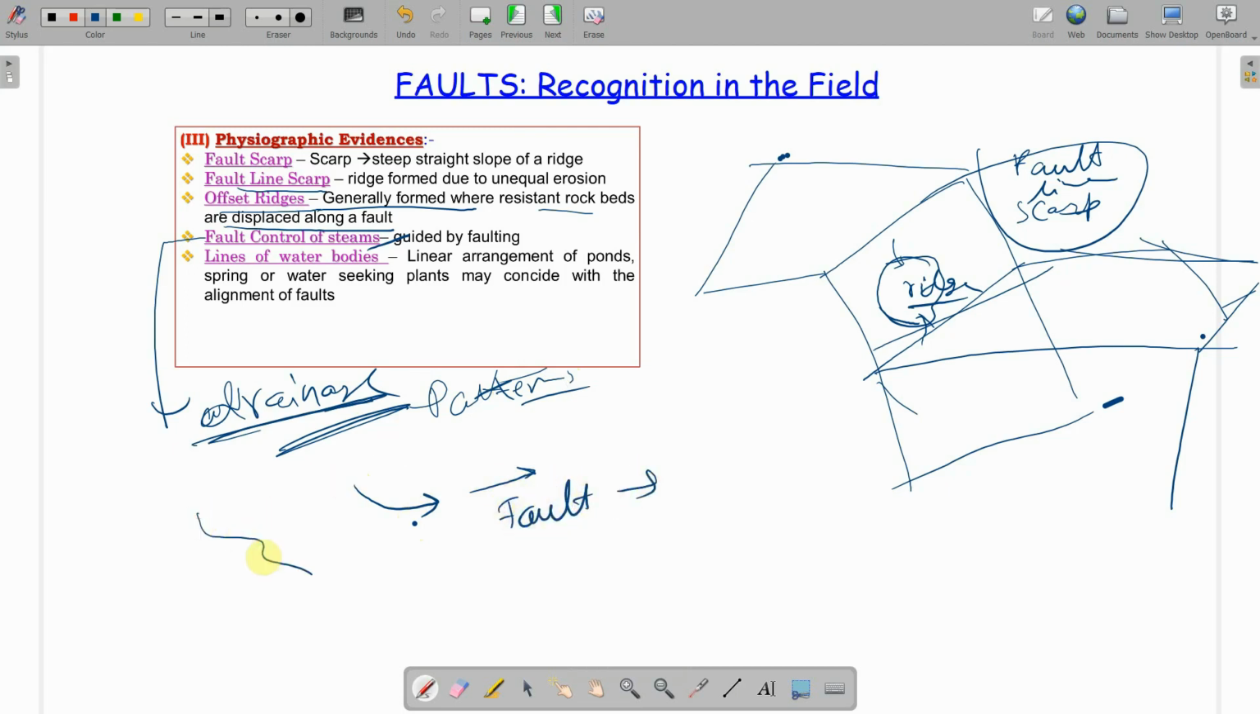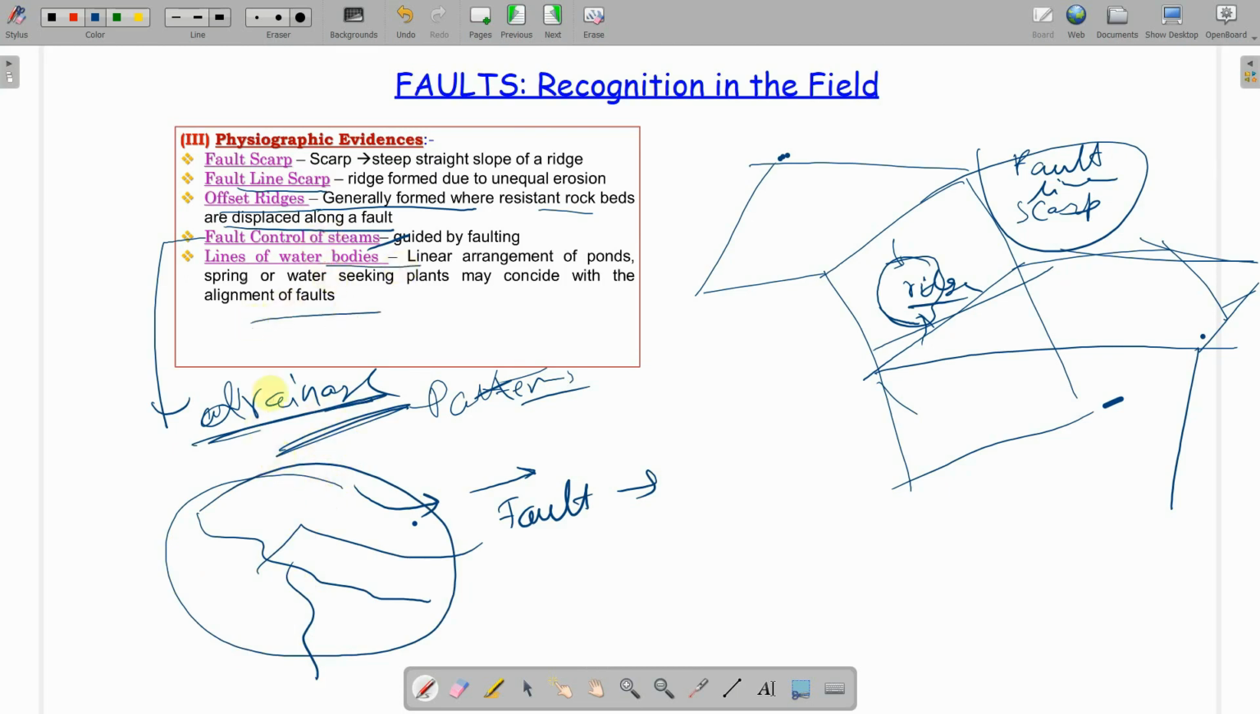So by seeing any signature like this, or seeing the pattern or the network of the signature, you can identify the main fault zone and the feather fault zone. Another one is the lines of water bodies. So linear arrangement of ponds, springs, and water-seeking plants may also be an indication of a fault.